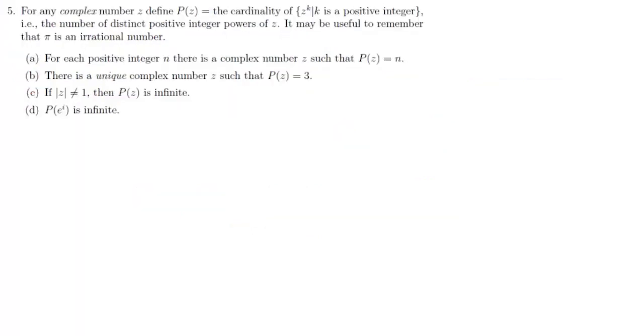Now question number 5 is, for any complex number z, we have defined a function p(z), which is the cardinality of z to the power k, where k is a positive integer, that is, the number of distinct positive integral powers of z.